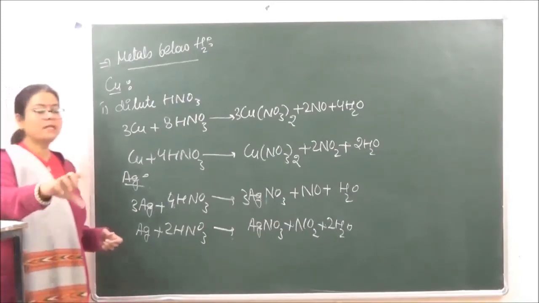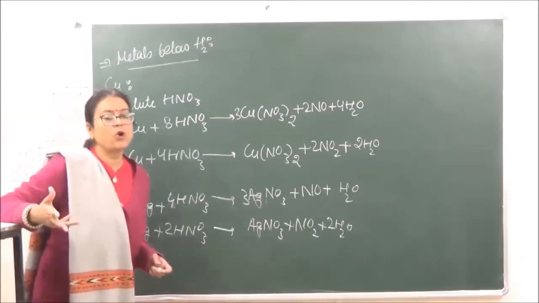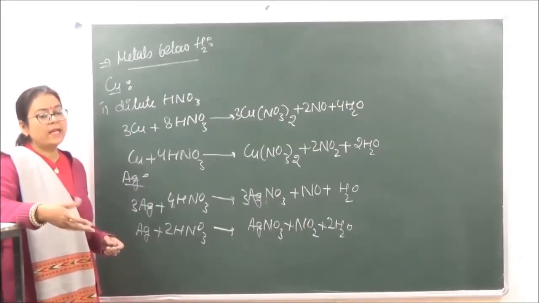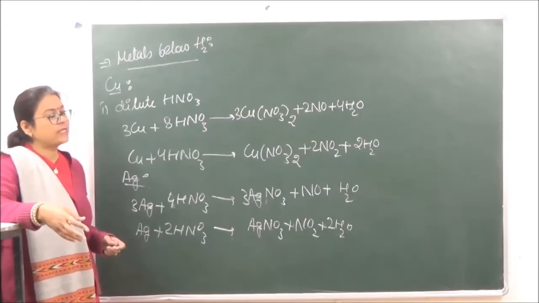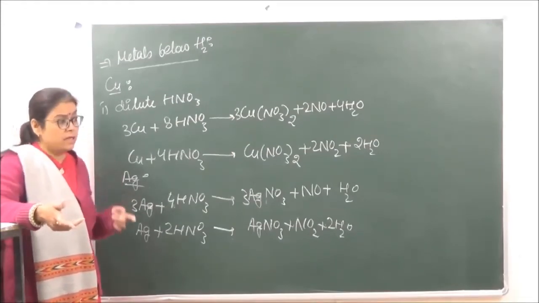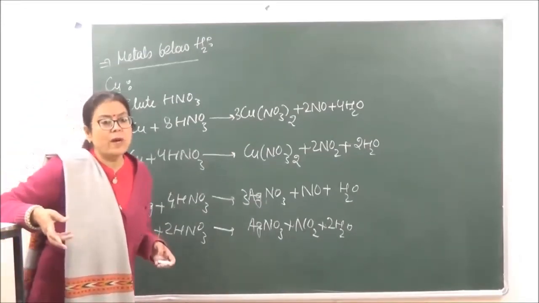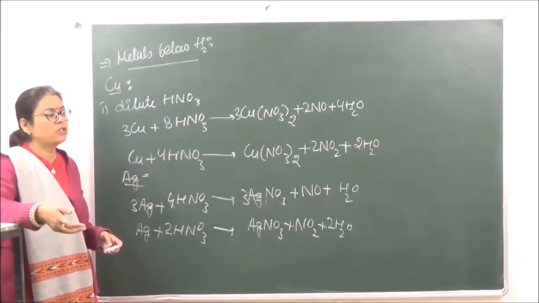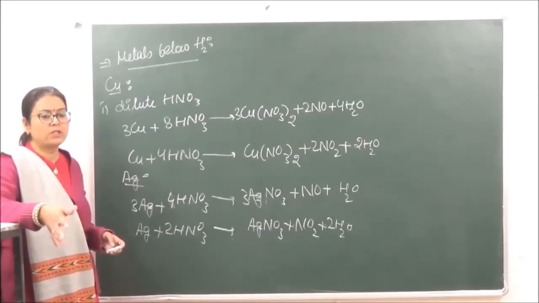Now let's do a summary of all of these. Metals that are even less reactive, like gold and platinum, do not react with acids, but they dissolve in aqua regia. What is aqua regia? It is a 3:1 solution of HCl and HNO3, concentrated HCl with concentrated HNO3. That is what aqua regia is.